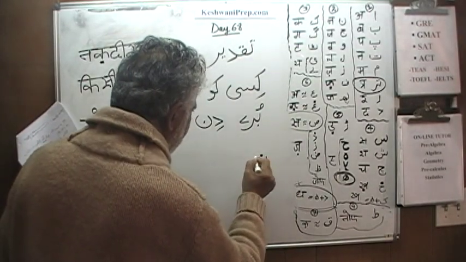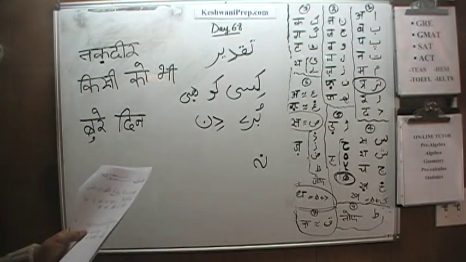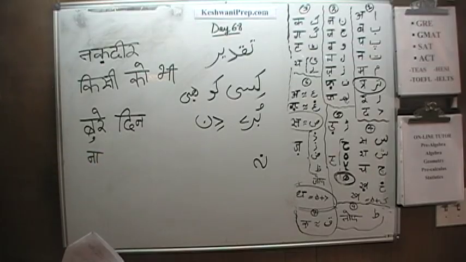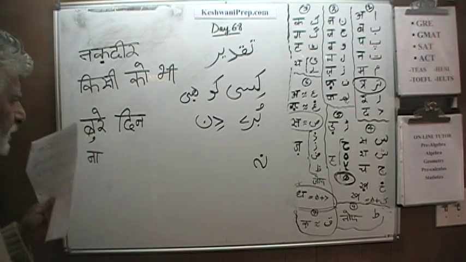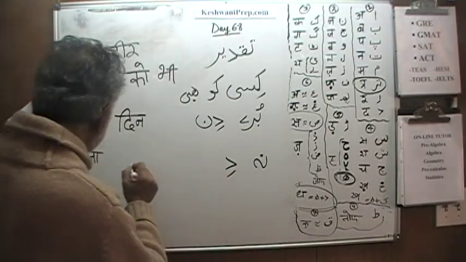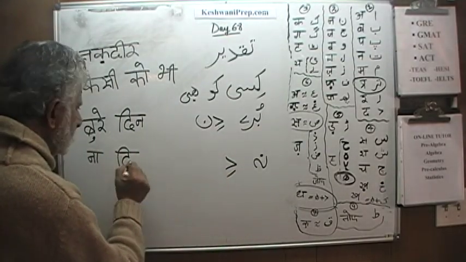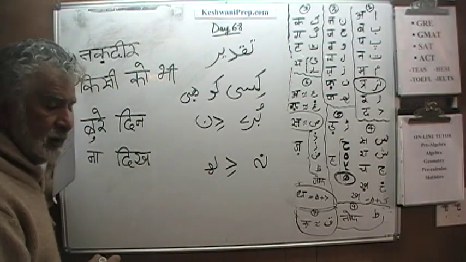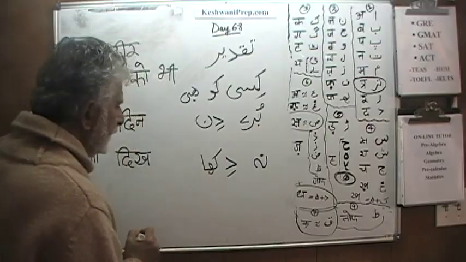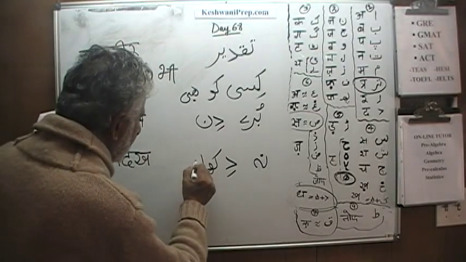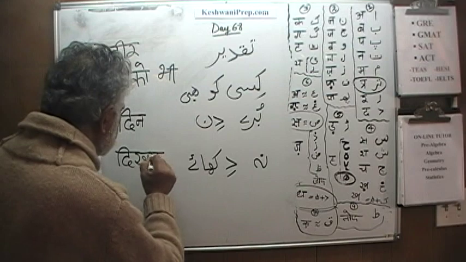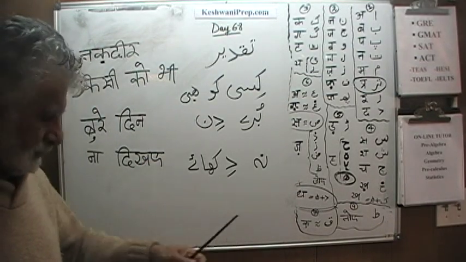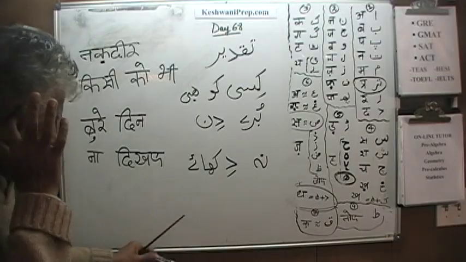Just like in the previous line we did na, or jab na mili mujhe, the same thing, na. Takdeer kisi ko bhi bure din na. Again, the di. And then we need a ka. We don't need a ka, we need a ka. Di ka. There we go. Takdeer kisi ko bhi bure din na dikhaye.